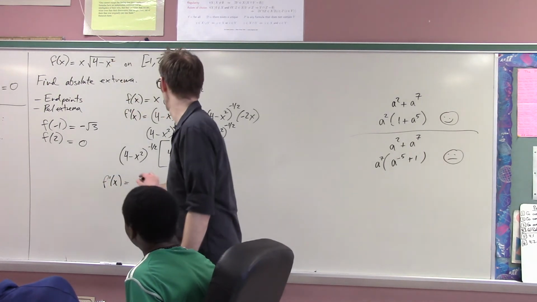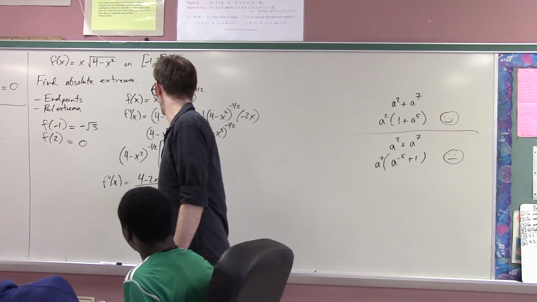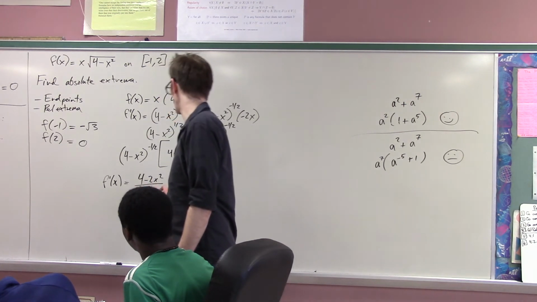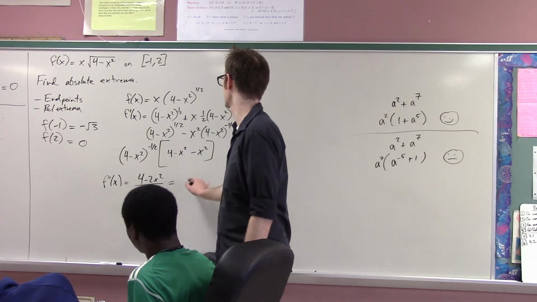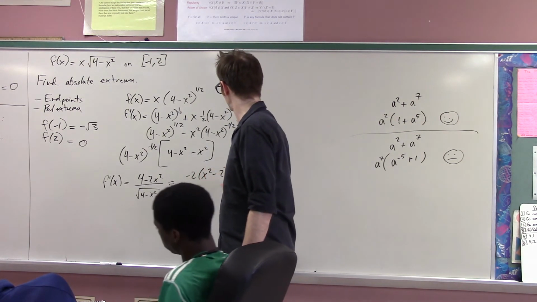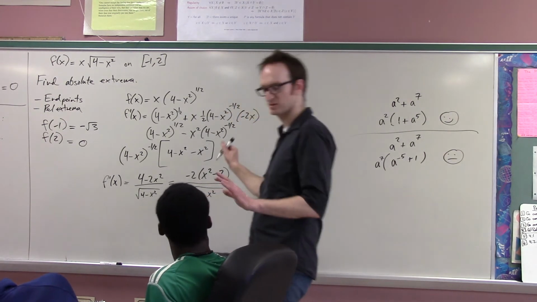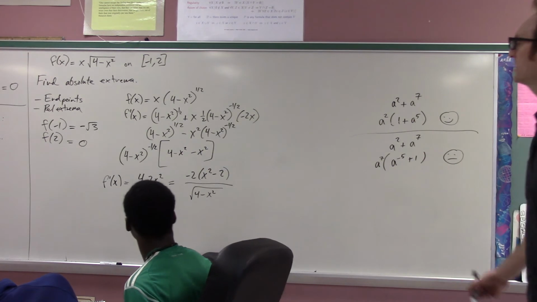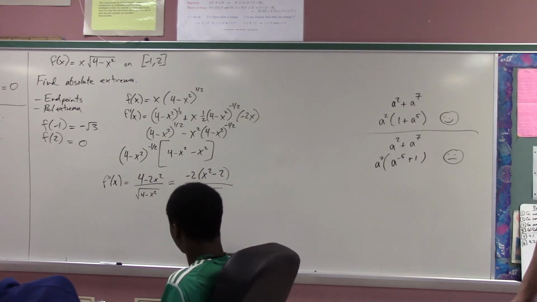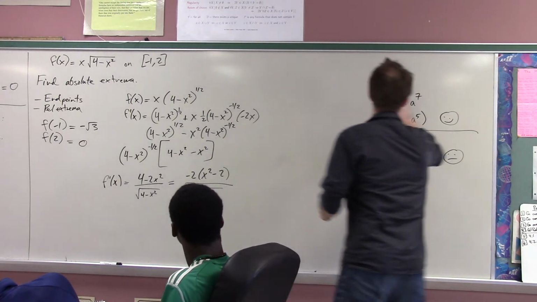This derivative is 4 minus 2x squared over root 4 minus x squared. Or perhaps I could even write it as negative 2 times (x squared minus 2) over root 4 minus x squared. It wasn't that bad, but just trust me, there are times. Okay, alright, so here we go. Here's my derivative. What was the point of doing that? What are the critical points? What are the critical values?